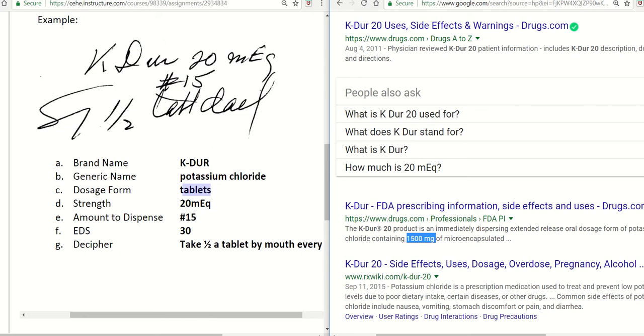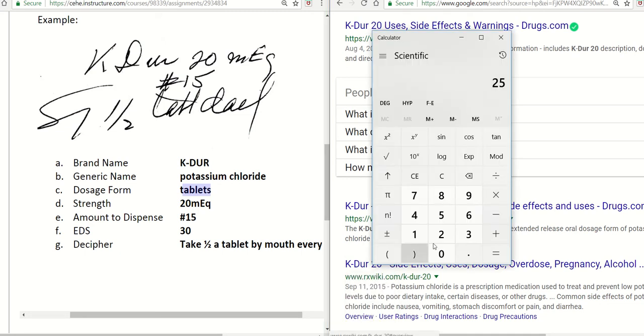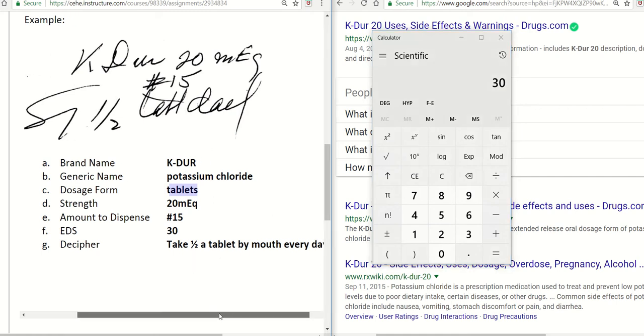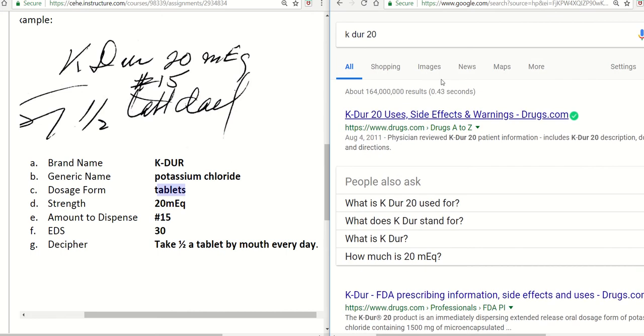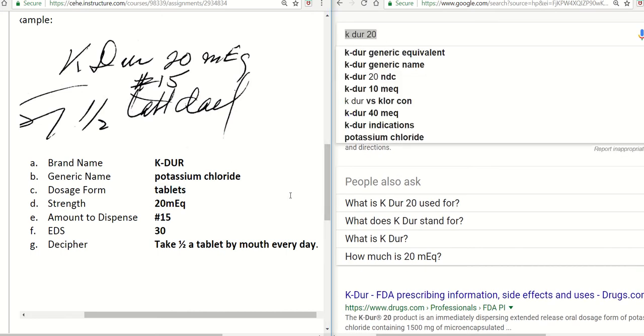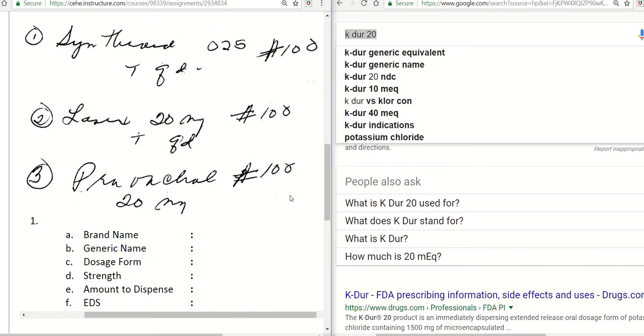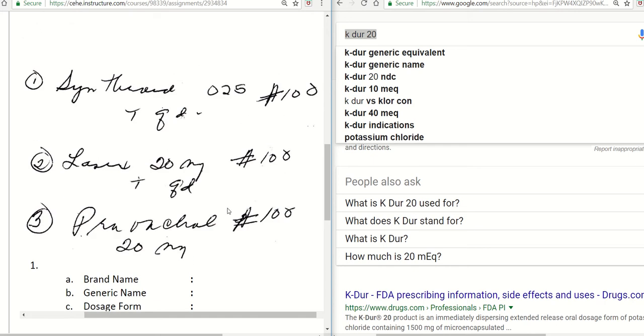So EDS is the amount dispensed, so in this case 30 divided by, amount dispensed is 15 divided by how much they take a day. It's just half a tablet. So that's 0.5. So that's why the EDS is 30. They only take half a day. Alright, so that's the example. Let's go on to our actual drugs. Alright. So for the first one, looks like this patient got multiple drugs.